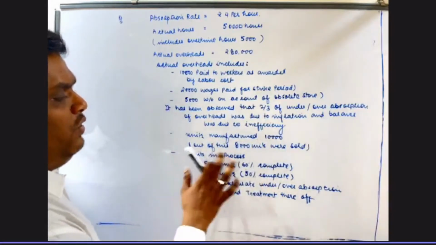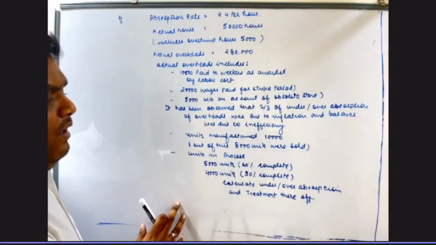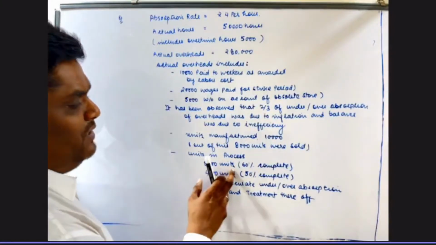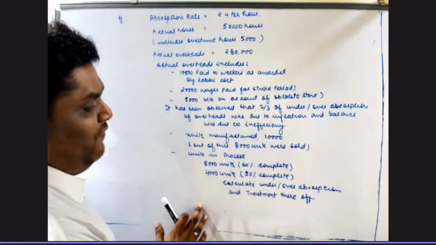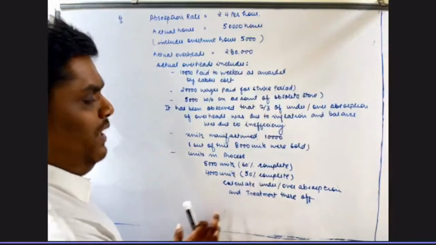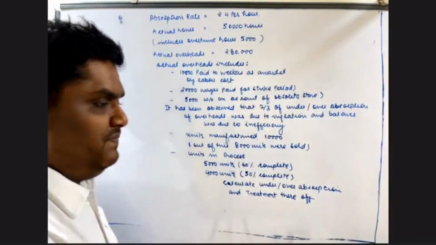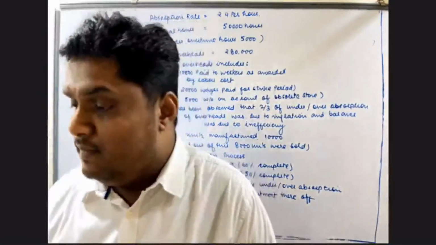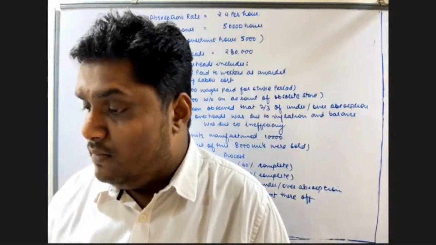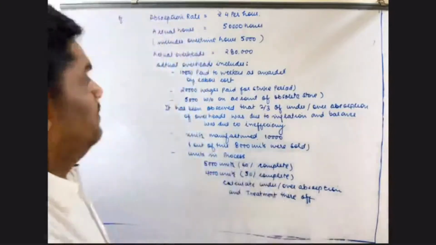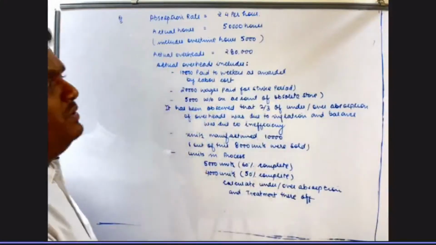Out of this, 8,000 units were sold. Further, units in process, 5,000 units that are 60% complete and 4,000 units that are 50% complete. Calculate the under or over absorption of overhead and the treatment thereof. It is 10,000. It is not 1,000. It is 10,000.